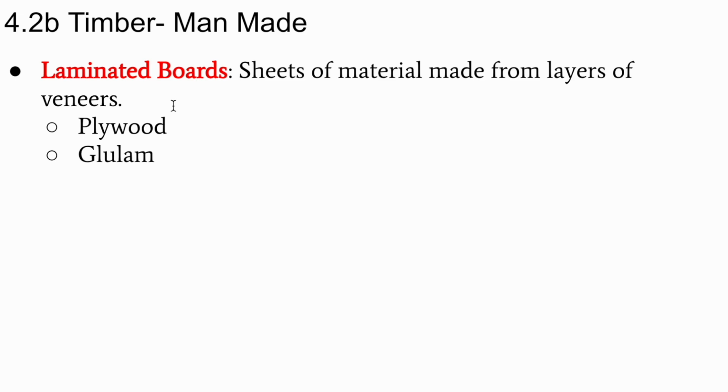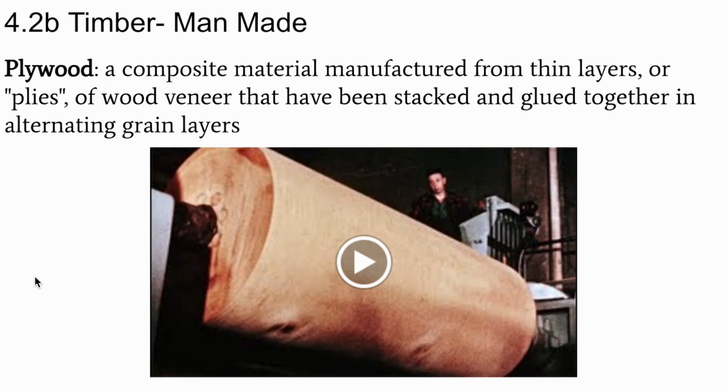Laminated boards are where you have sheets of materials made from layers of veneers, and we're talking about plywoods, not really glulams, but glulams are laminated boards. They're just not in sheets. Plywood is a composite material manufactured from thin layers or plies, and that's where this ply comes from. The layers are called plies. So they're thin layers of wood veneer that have been stacked and glued together in alternating grain layers. So if you have the grain running vertically on one ply, you would put the grain of the next ply horizontally, and you would switch that off for however many plies you glue together.